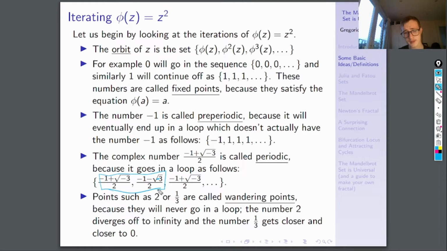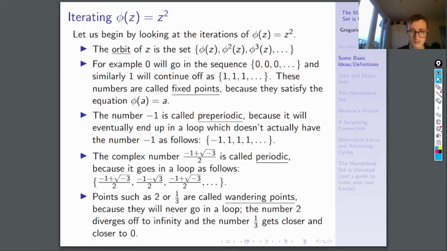And then points like 2 or a third are called wandering points because they never go in a loop. The orbit of 2 will look like 2, 4, 16, 256, and so on. So that one blows up to infinity. And the orbit of a third will look like a third, a ninth, an eighty-first, and so on. So this one will quickly go down to 0.